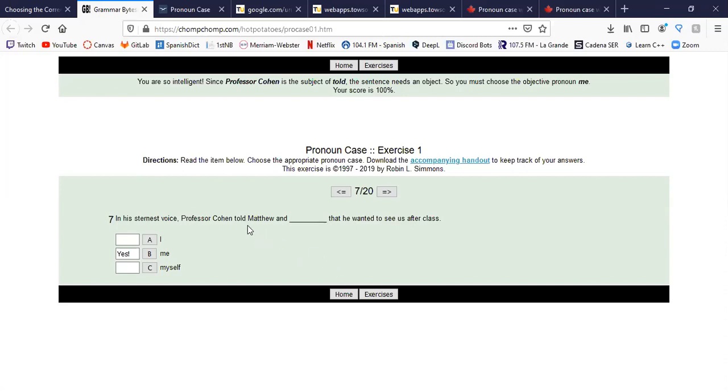Or, well, would it be direct or indirect here? No, I would say it'd be indirect here. I'm sorry, it should be indirect here. They'd both be indirect because the direct object would be that he wanted to see us after class. But the indirect objects here would be Matthew and me. Okay. But either way, it's the object.